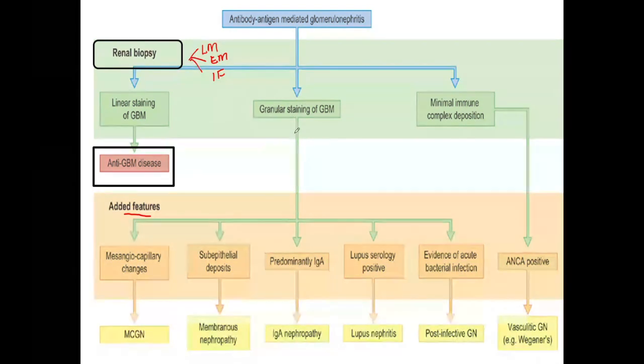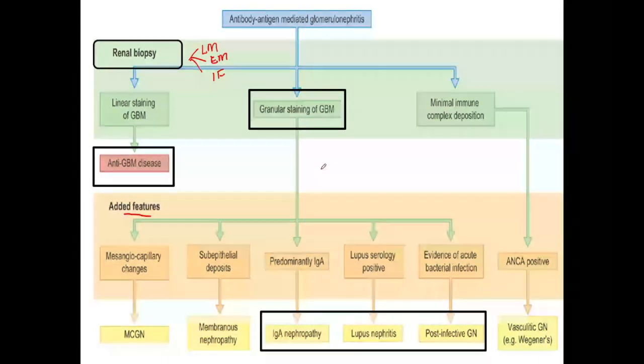The granular staining can be seen in a lot of conditions, but if we pay attention to the conditions that we are going to discuss today, these three, IgA nephropathy, lupus nephritis, and post-infective glomerulonephritis, these three are actually linked. So this granular staining is linked with an added feature. In IgA nephropathy, the patient tends to have an excess of IgA in their serum, and it is then linked to the special staining pattern, which we'll discuss later.